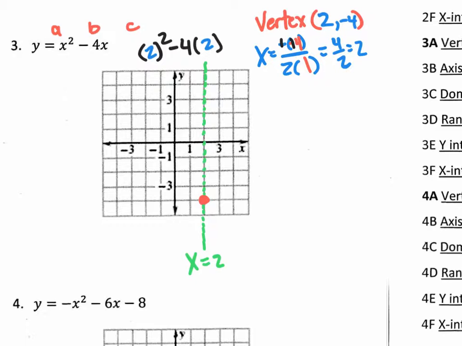If you got a graphing calculator and you typed in x equals 2 and then hit the graph button, it'll graph this vertical line right through the x value of 2. Anyway, we have the vertex, we have the axis of symmetry. Let's get some more points here.